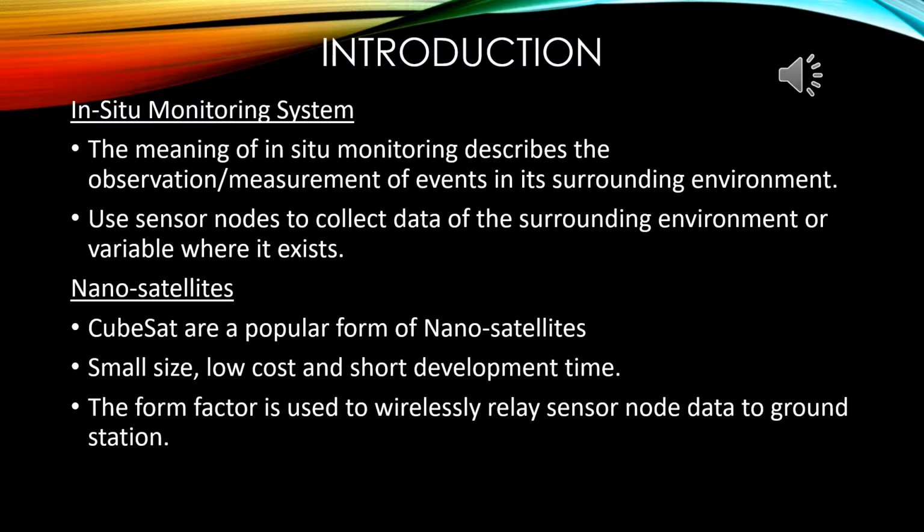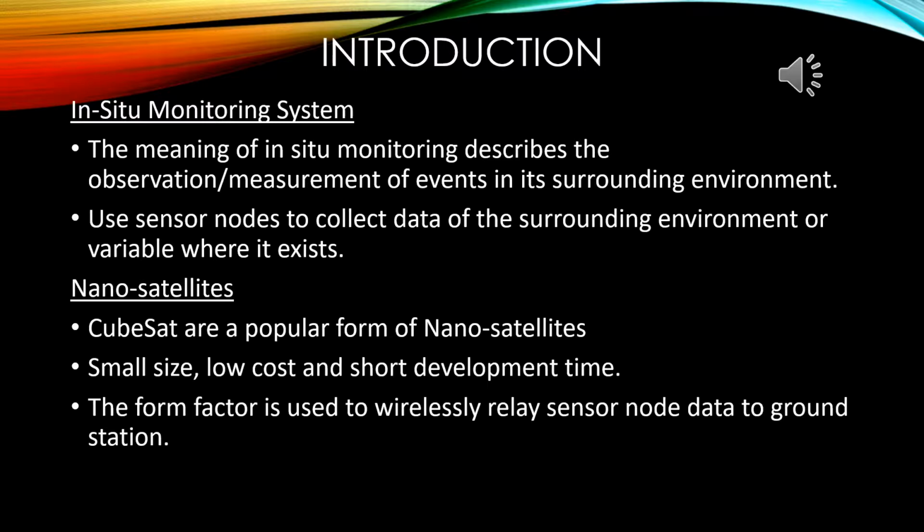Introduction. First is about In-Situ Monitoring System. The meaning of in-situ monitoring describes the observation or measurement of events in its surrounding environment. It uses sensor nodes to collect data of the surrounding environment or variables where it exists.